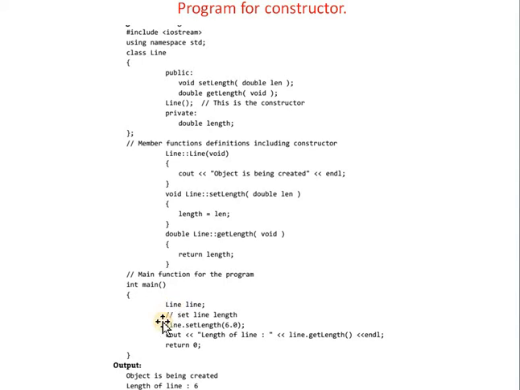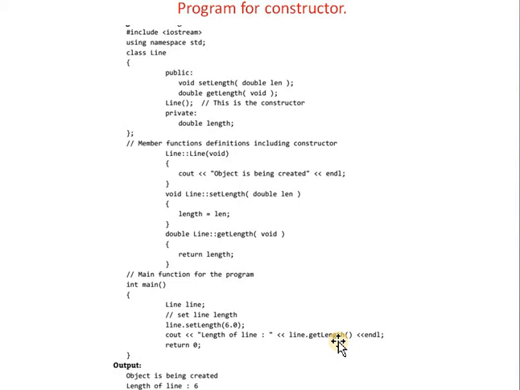Then in the main function, the object of the class is created. Line, here L is small, line is created. Then directly call the setLength function by using the object. By using the dot operator, we can access the function of the object. Here is the object name, dot, and the function is called. Here length is 6. Then next the length will be displayed. Length of line is displayed when the getLength function is called. The getLength function returns the value for the length.